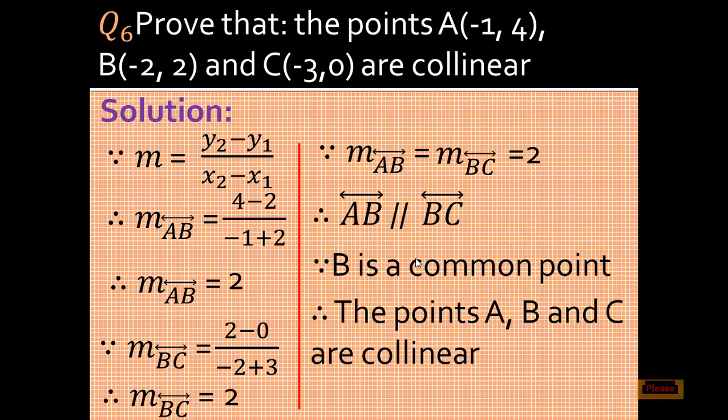Again, we must at first find the slope of AB, which equals 2, and the slope of BC, which also equals 2. It means that the two straight lines are parallel, a special case, and we have B as a common point between them. It means that the 3 points are collinear.